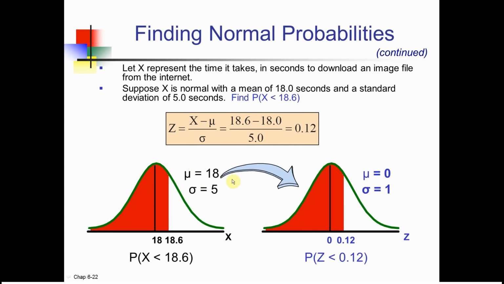Well, we will take a z-score for 18.6. What is the z-score for 18.6? We take 18.6, subtract off the mean of 18, divide by the standard deviation of 5, and we get a z-score of 0.12. In other words, this distribution here is exactly the same as this here. So I'm using the z's instead of the x's. Now we've converted the normal values into the standard normal values, and z less than 0.12 is something we can look up in our table.